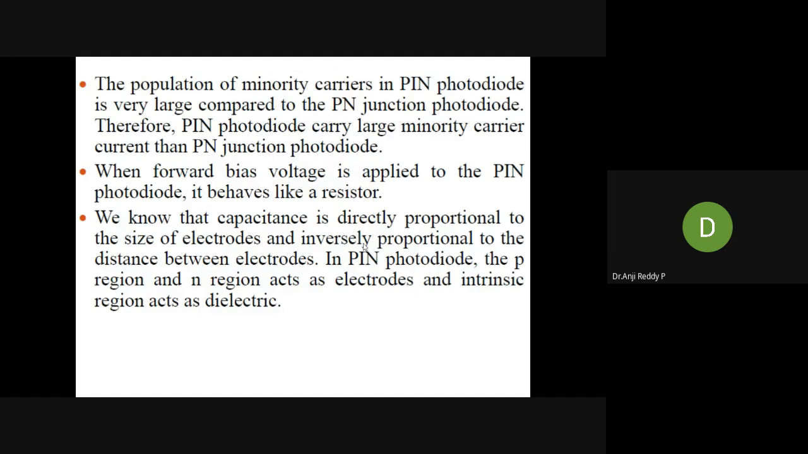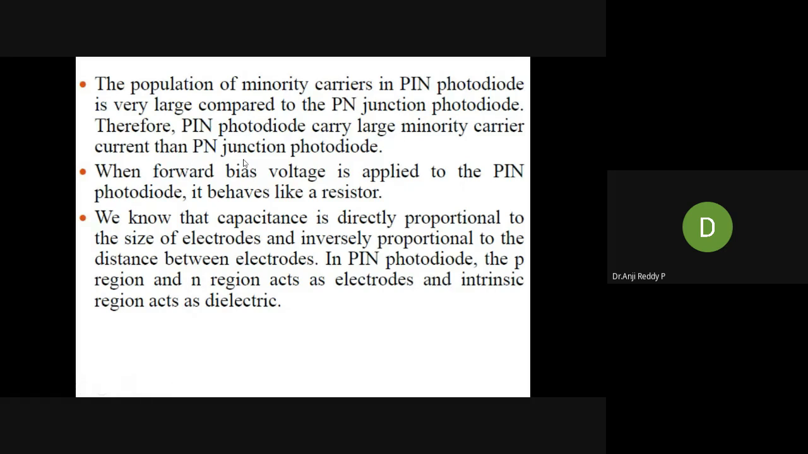The population of minority carriers in a pin photodiode is very large compared to a PN junction photodiode. That is the main difference. Remember, in an ordinary PN junction photodiode, the minority carriers are very, very small. But in a pin photodiode, the population of minority carriers is very high. Therefore, a pin photodiode carries a larger minority carrier current than a PN junction photodiode.